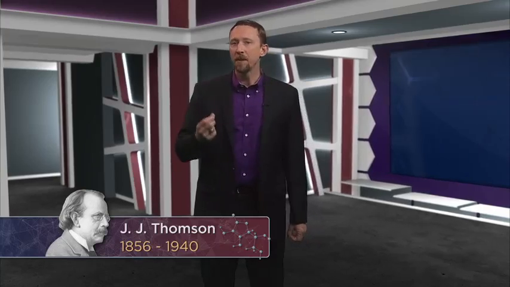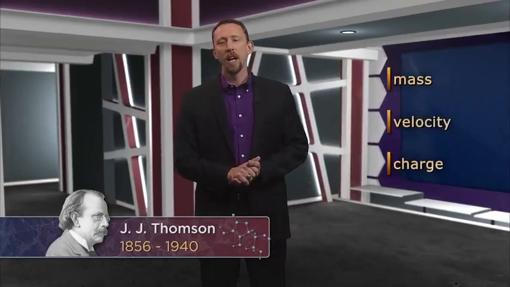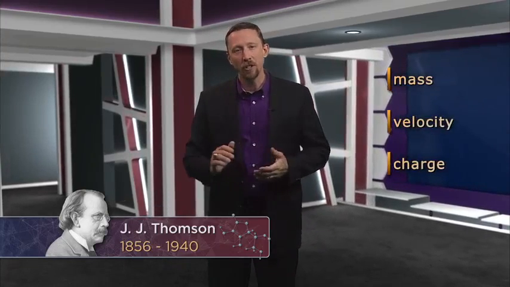Now, using that cathode ray tube, J.J. Thomson was able to create isolated beams of pure electrons and measure their mass, velocity, and charge. His measurements, though, led him to a startling conclusion. The electrons in that beam were smaller than atoms. This led Thomson to propose the first ever structural model for an atom.